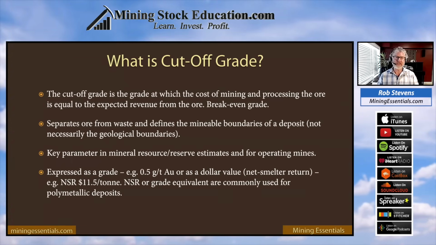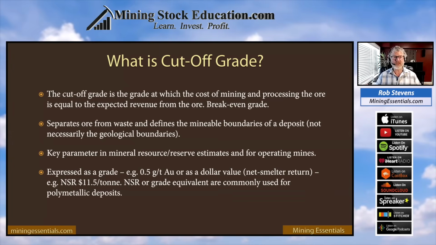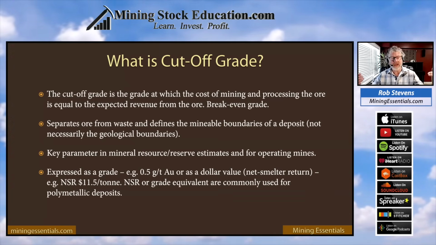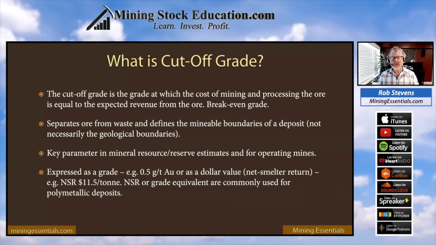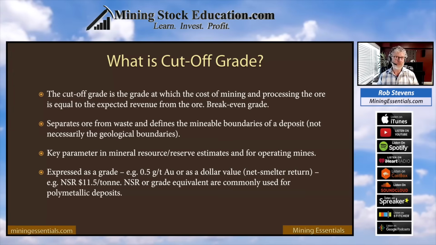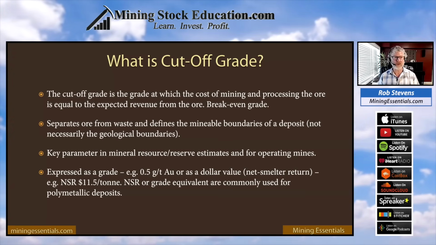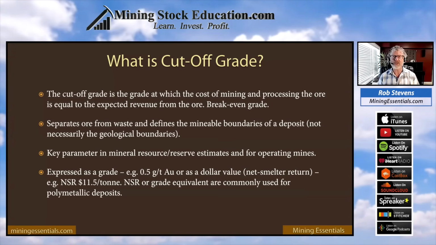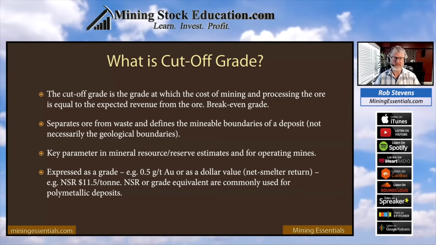All right, so what is a cutoff grade? Just starting with that first comment, cutoff grade is the grade at which the cost of mining and processing the ore is equal to the expected revenue from the ore. So essentially, it's the break-even grade. The concept is that any of your ore or any of the rock that is above that grade would be economic to mine, and so it would go and get processed and the metal would be produced. Any ore below that grade would cost you more to process it and recover the metal than the dollars you would get from it. So it would essentially be waste material.